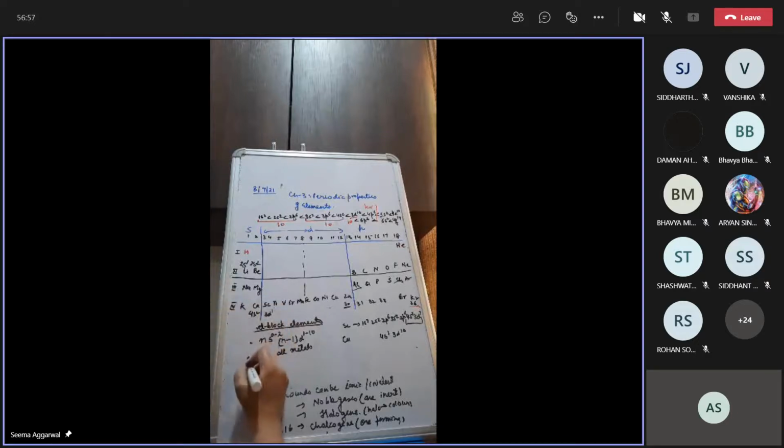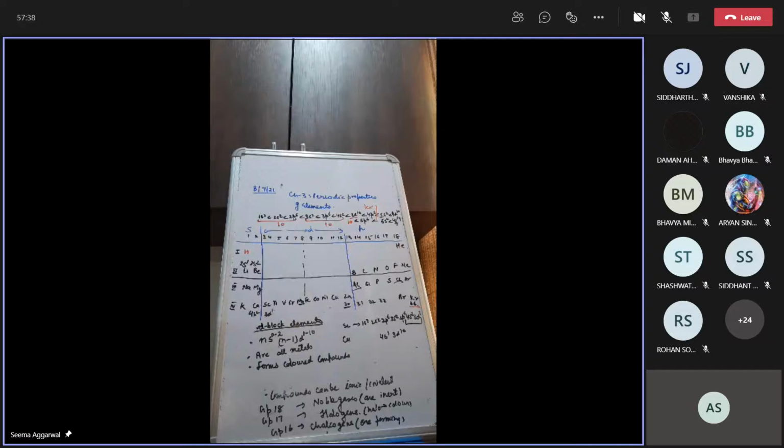Another property is that they mostly form colored compounds. What is the color of copper compounds? Brown. Okay, iron also is colored. They generally form colored compounds. Accha, potassium permanganate comes here. What is the color of potassium permanganate? Purple. Copper sulphate is dark blue, iron sulphate is light yellow. They generally form colored compounds.